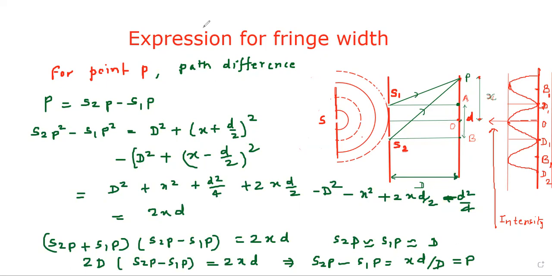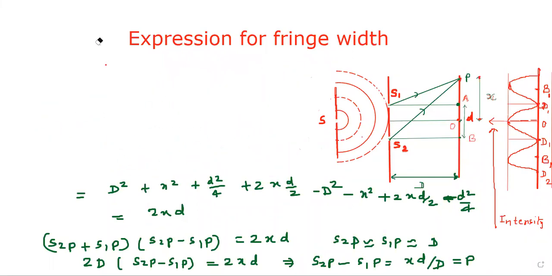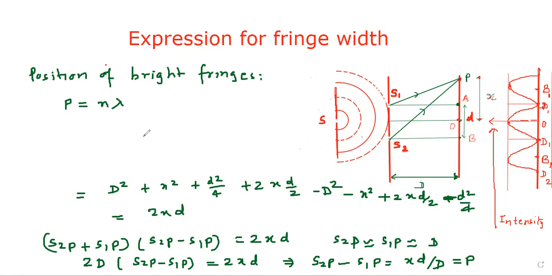Now, position of bright fringes. So to get the position of bright fringes, path difference P must be an integral multiple of n lambda. So P will be equal to n lambda, but P equal to xd upon D must be equal to n lambda. So from here we get x equal to n lambda times capital D divided by small d. Here n can be 1, 2, 3, etc. Now, if we put n equal to 0, then we will get x equal to 0, which will be the position of the central bright fringe.